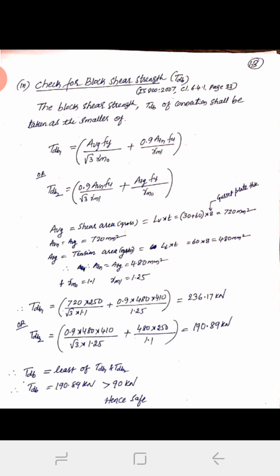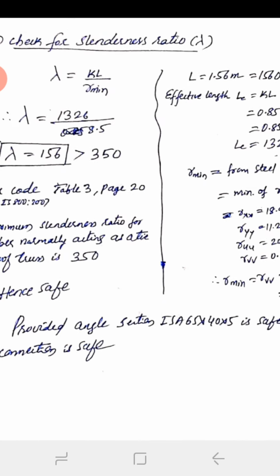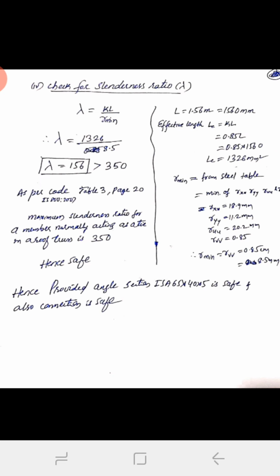Okay, suppose if any one fails during the checks, either yielding or rupture or block shear, then you have to revise the section, you have to redesign. And one more thing mentioned in the problem, the length of the member is given. So for that reason, you have to check the slenderness ratio of that particular member.